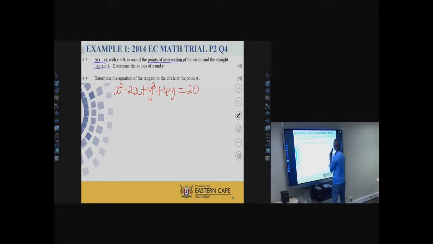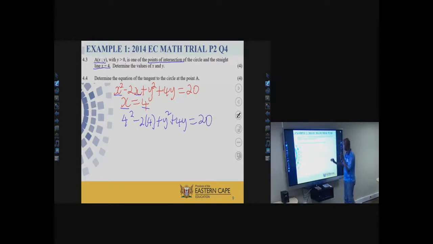Then the second thing they tell you is that x is equal to 4. So this now is like a simultaneous equation, but a simple one, because you now know that x is equal to 4. So your job now is just to substitute. Whenever you see x, you put 4. So this is going to be 4 squared minus 2 times 4 plus y squared plus 4y is equal to 20. Then remember, these are just numbers.